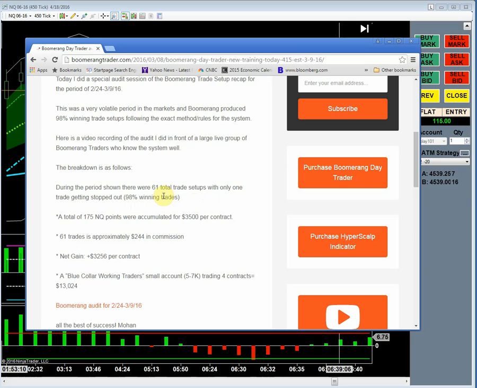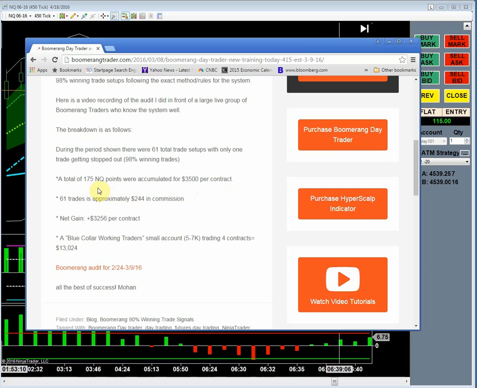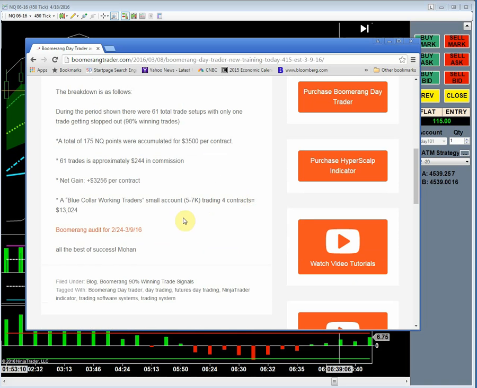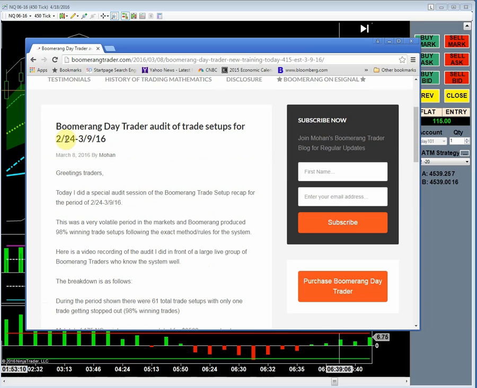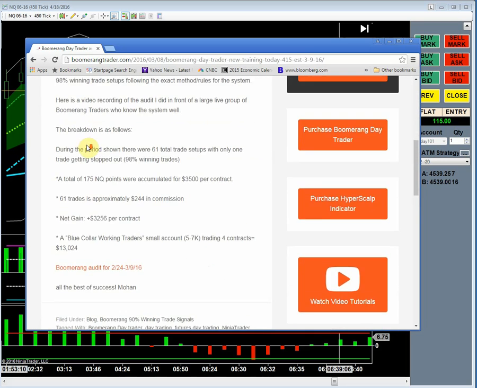61 trade setups, one of them only, 90% winning trades, got stopped out. It's 175 NQ points for 3,500 per contract, 61 trades, about 244 in commish. Net gain, $3,200 for a blue-collar working trader, which I always measure because that's a small account with 4 contracts, which you should all be working up to. 13 grand after commish in just a less than 2-week period. Watch this video and you'll understand how Boomerang works in that sense.